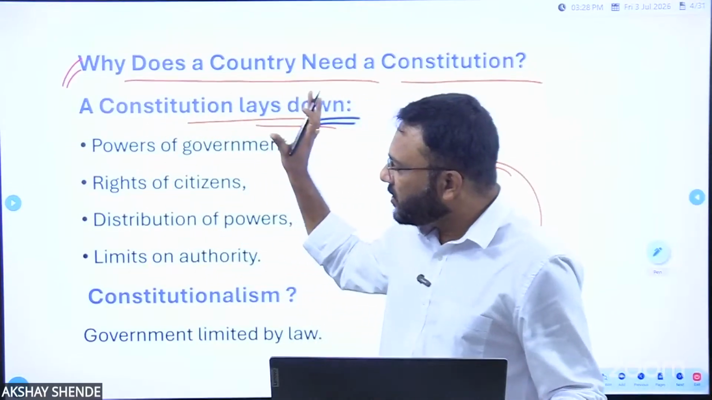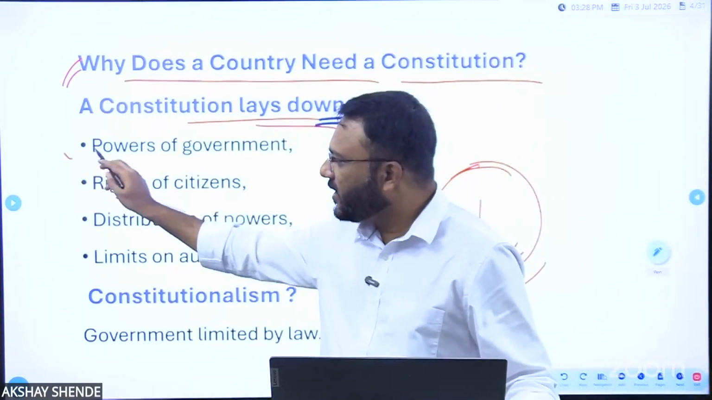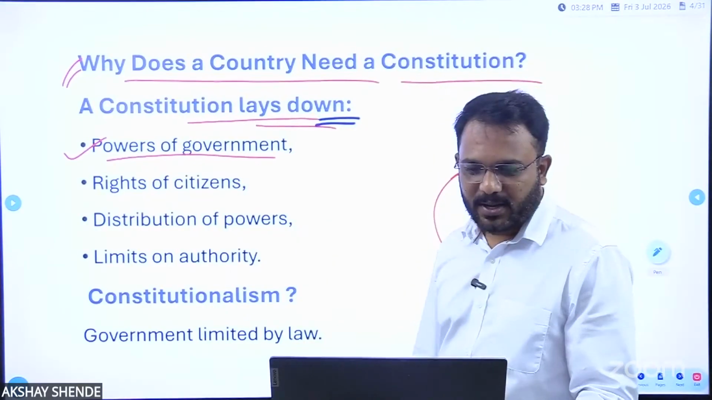What the constitution says, it says in detail about the powers of the government.